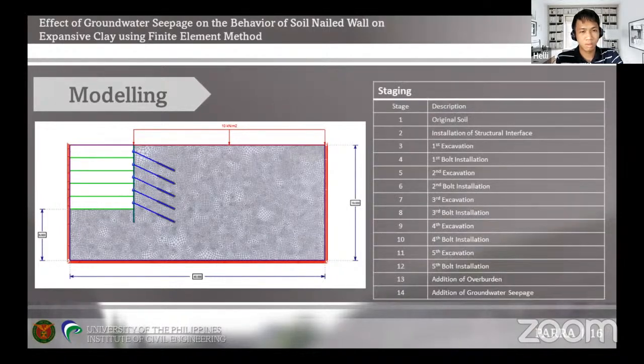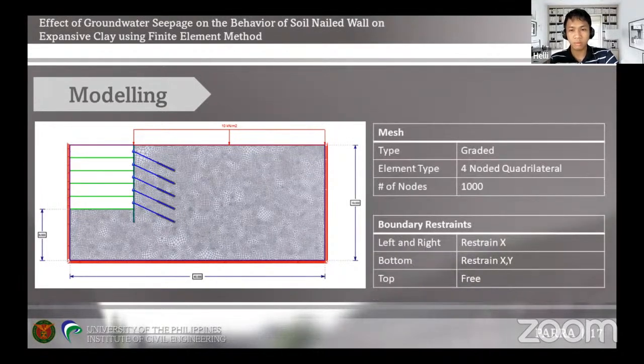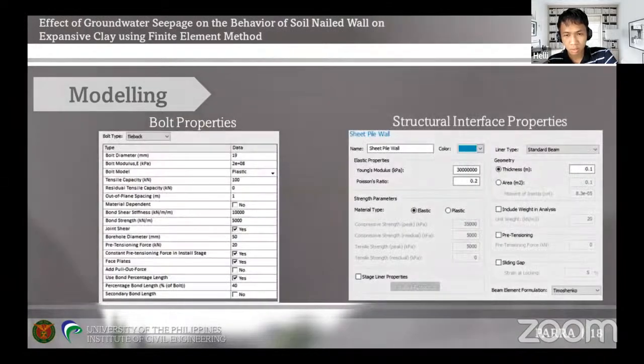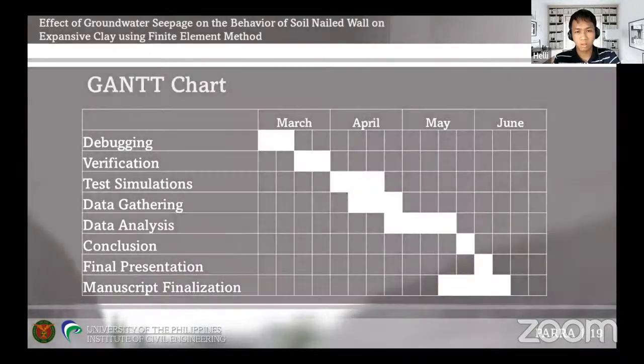And here are the stages mentioned earlier with the following description, and here are the mesh and restraints used for the project. Unlike previously, a greater number of nodes is used to take into account the smaller elements. Then the bolt and the wall are also modeled, but since modeling the structure element is not the focus of this study, these are properties from RS2 default settings. And that is all for the progress.